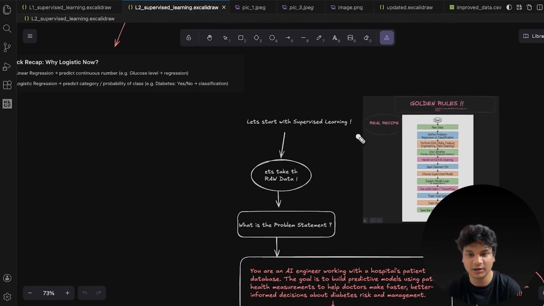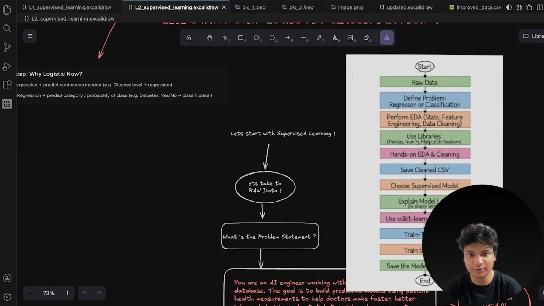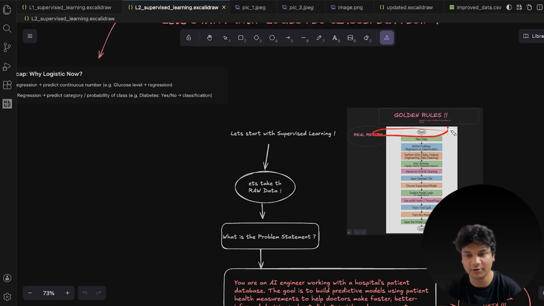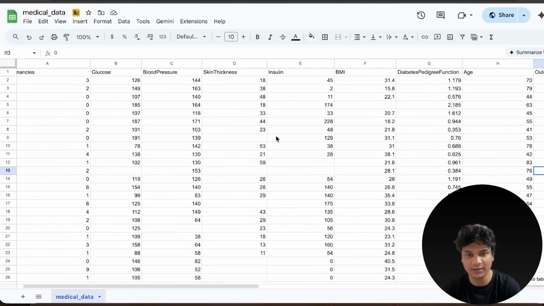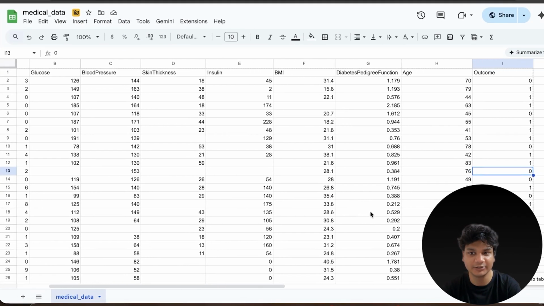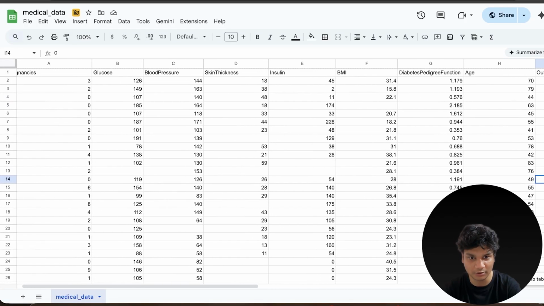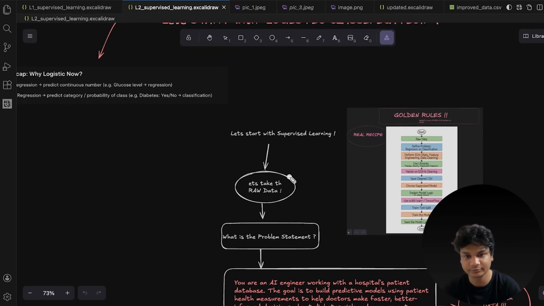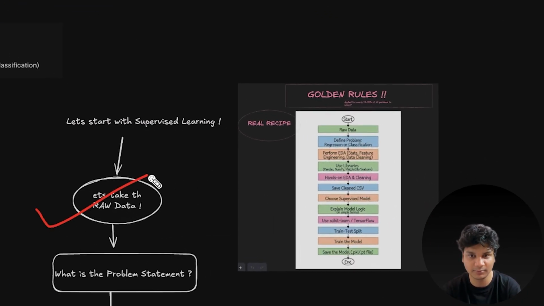Okay, so again, our golden rule, the first thing is that let's look into our raw data. Okay, this is what our raw data looks like. And we need to predict whether the patient has diabetes or not, based on all these columns. These are the rows and these are the columns, right? Okay, so we have understood this raw data.